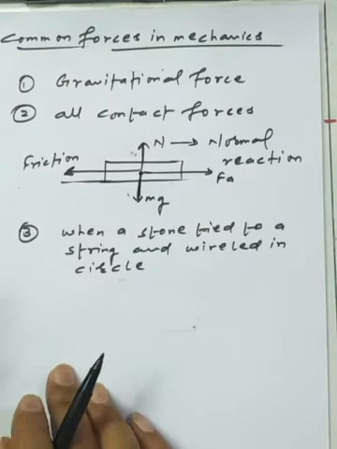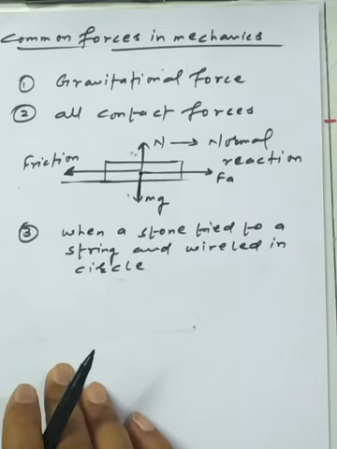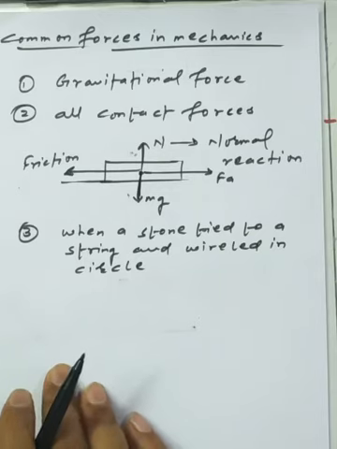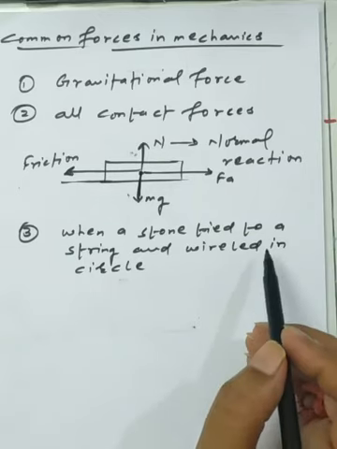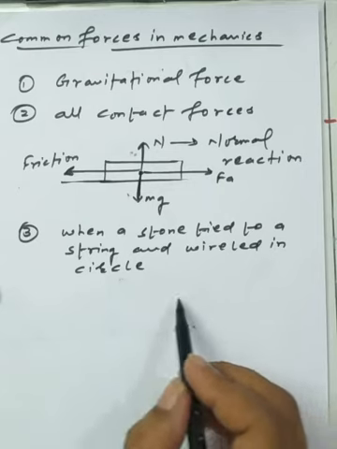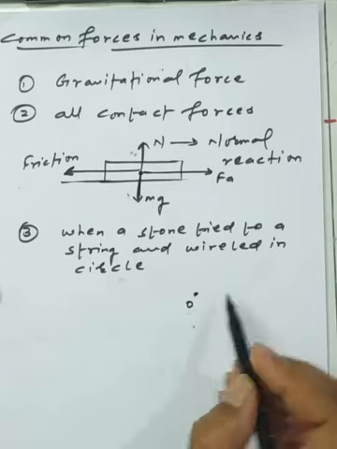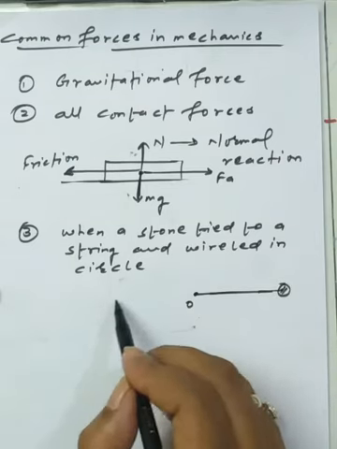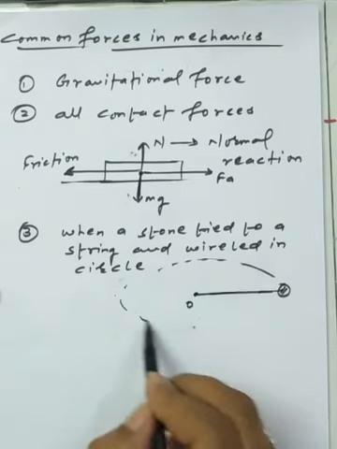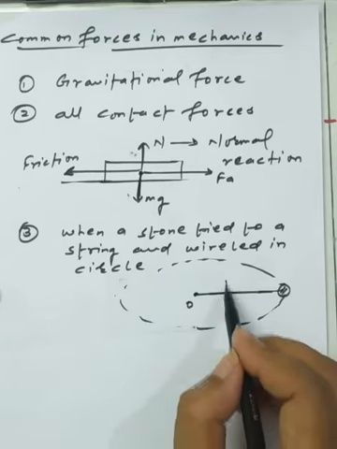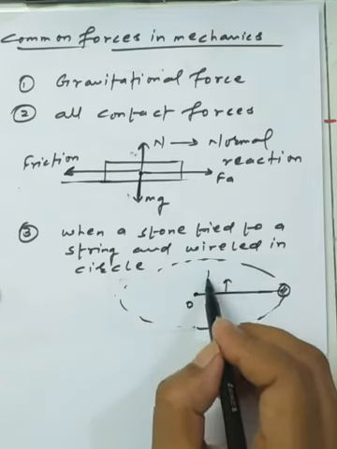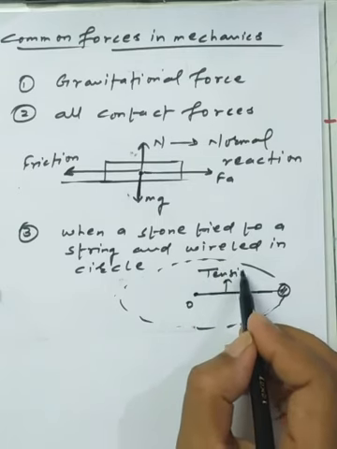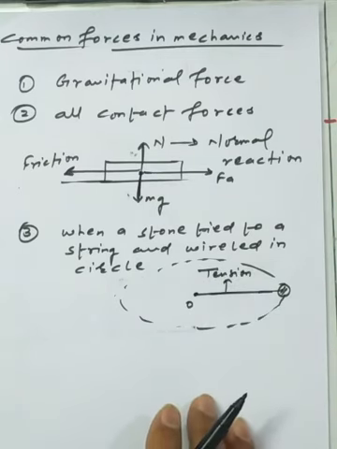Now another well-known force which is available in mechanics is called tension, and it is quite important. So when a stone is tied to a string and whirled in a circle, we assume that this is the center O or the rigid support, and we put a stone and allow it to go around in a circle. So in the string we have a type of force that is available in mechanics, called tension. So it is one of the common forces in mechanics, and generally we represent it.